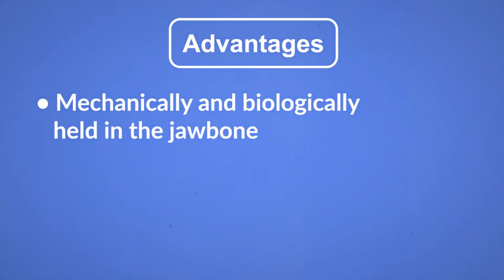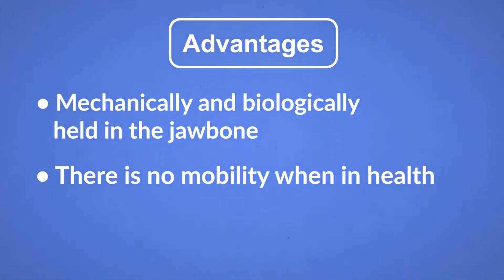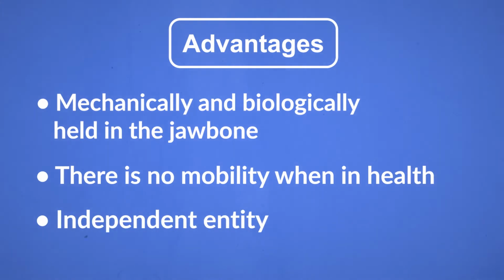Dental implants are mechanically and biologically held in the jawbone. It does not have any mobility when in health. It does not rely on the adjacent teeth for support and is an independent entity. The dental implant process begins with ensuring that there is adequate jawbone to support the implant. If there is insufficient bone, the bone is built up prior to implant placement.